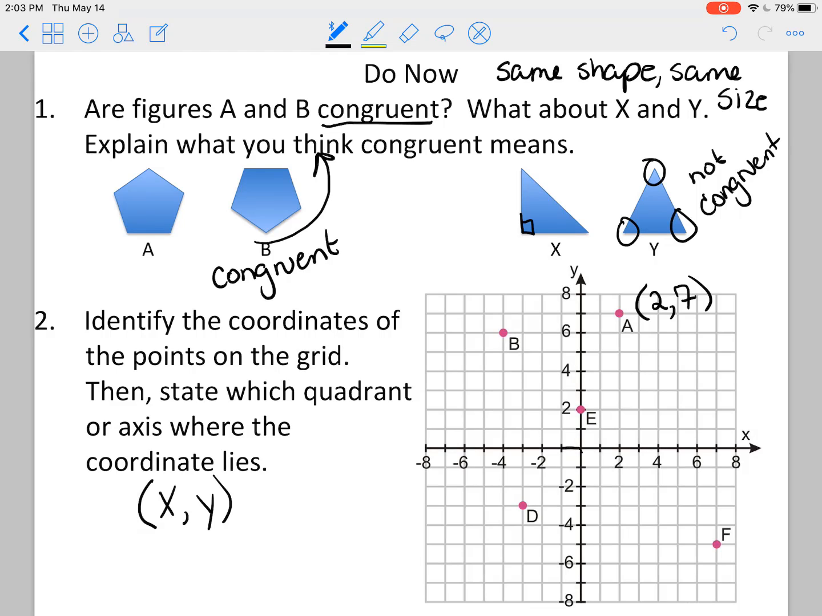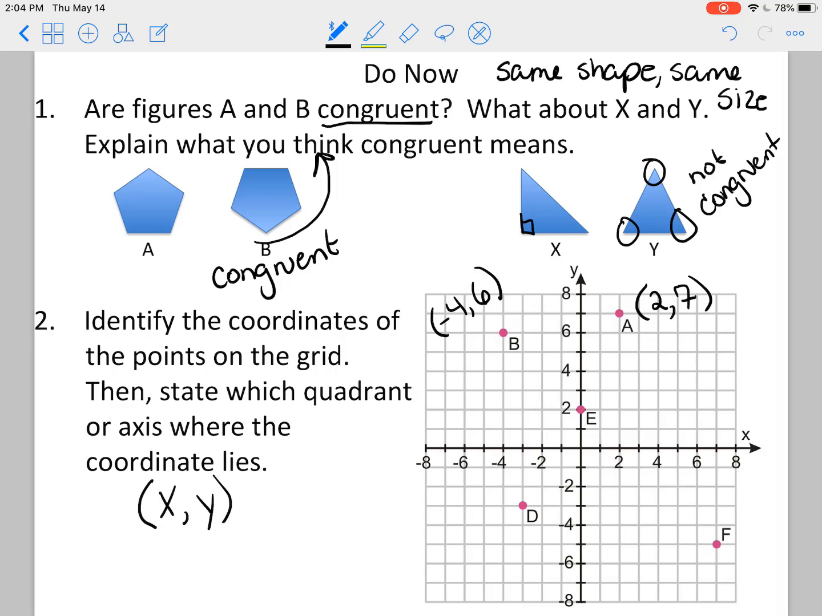Now let's look at B. To get to B, I have to go 1, 2, 3, 4 to the left. Left is negative, so negative 4. And then I go up 1, 2, 3, 4, 5, 6. Up is positive, so the value is positive 6.